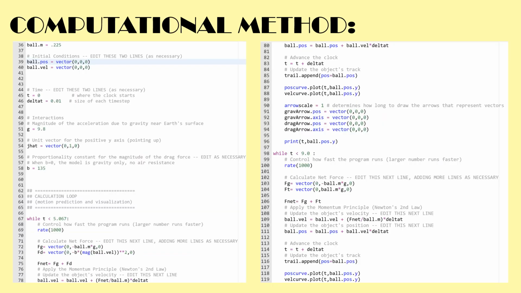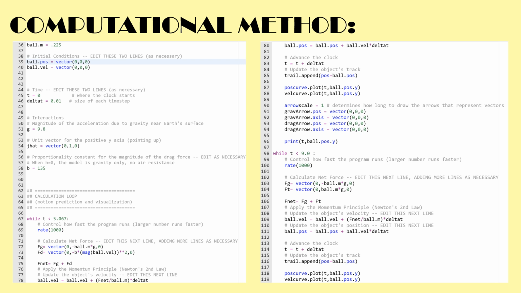Okay, so now we have the computational method of the lab. Starting on the left, on line 36, I put in the ball's mass, and then on lines 39 and 40, the initial conditions of the ball. Moving down, I have the 9.8 meters per second squared for gravity, the j hat vector, the b value for drag force, and then moving down from line 67 to line 97, we have the first calculation loop, and this takes into account gravity and drag force.